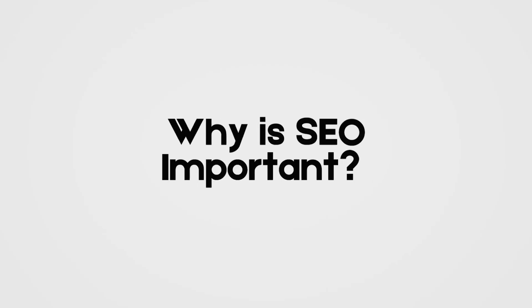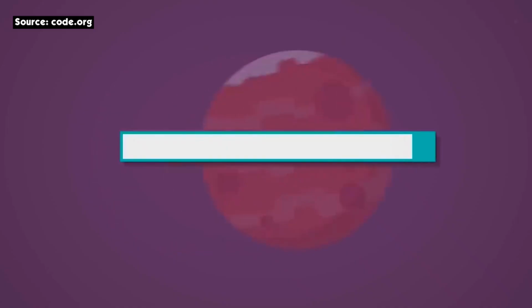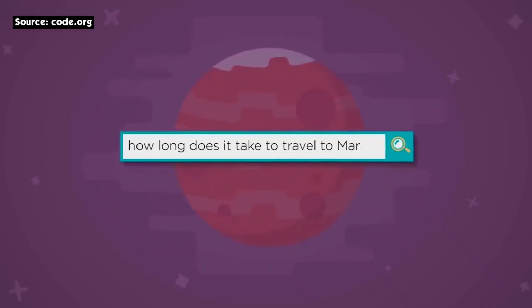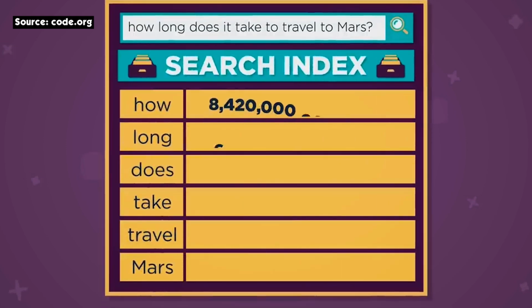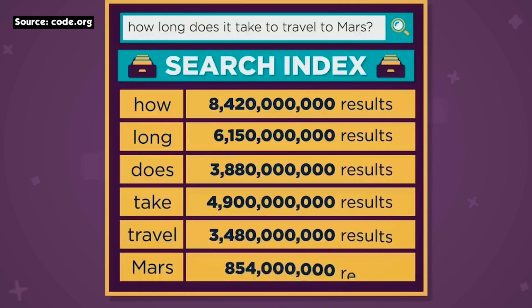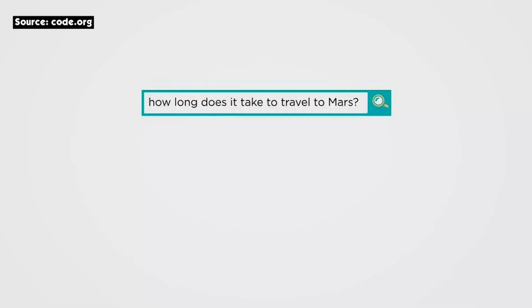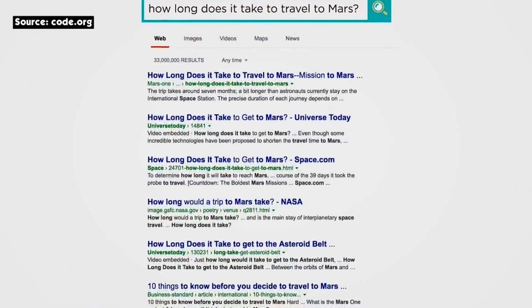Now, why is this important? When someone goes to a search engine like Google, for example, and they search for something, the search engine takes their search, breaks it into parts to understand exactly what the person is trying to search for, and then it goes to its database of pages that it has already indexed and tries to find which one is relevant to the user's search. So if you've structured your website and your web pages well, it's easier for it to understand what your website is about and then show it in the search results.